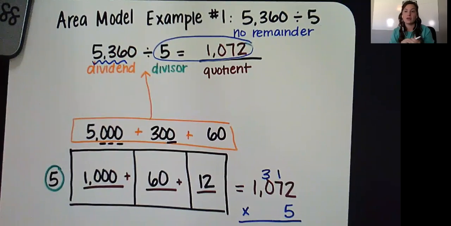So our answer is 1,072. Okay, click to the next video so you can see the second example with the area model. And this one will have a remainder so you can see what that looks like.